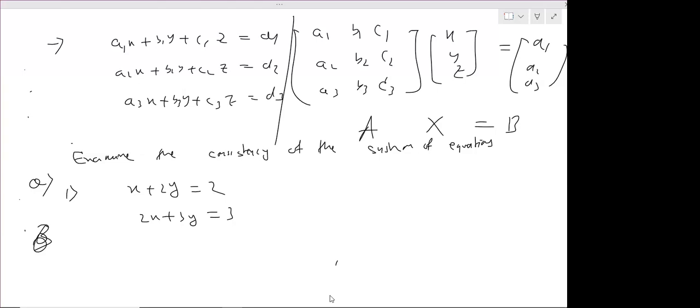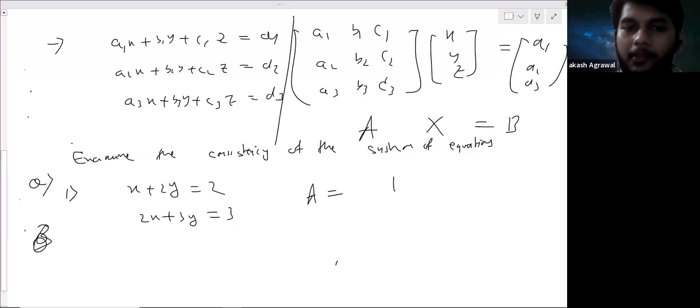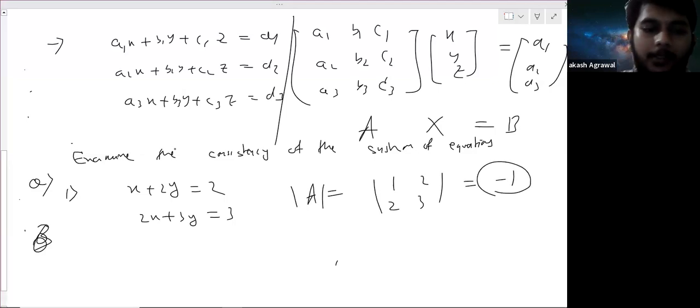Sir, it is consistent. Okay, how did you check that? Sir, determinant nikalenge. Very good. Ek determinant nikalenge bas. Yahan A matrix ke hamare paas 1, 2, 2, 3. Iska determinant nikal lete hain. So this is 3 minus 4, so minus 1. So obviously this is not 0. This system consistent hai. Okay, both of you, this is clear?